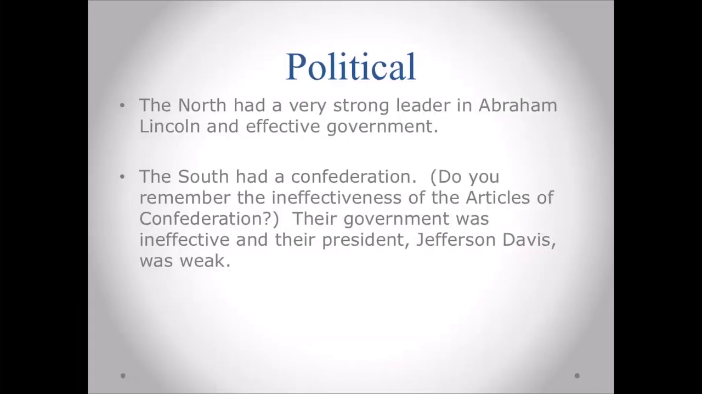In terms of politics, the North also has a large advantage here. They have a very strong leader in Abraham Lincoln and a very effective government. The South, meanwhile, had a confederation. If you go back to the Articles of Confederation, confederations are never very effective. It's more of an alliance than a government, and the government doesn't have enough power to actually be effective. And that's true for the South and the Confederacy in this case. Their president, Jefferson Davis, is really weak and doesn't have a lot of power, and that's going to create a lot of political problems for the South.